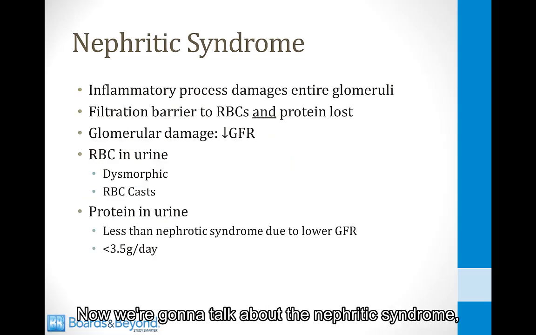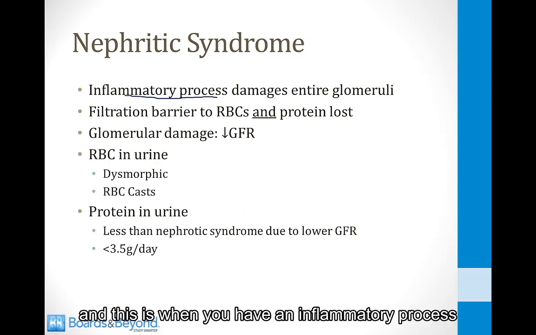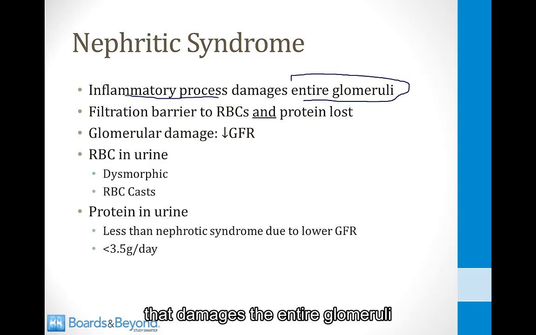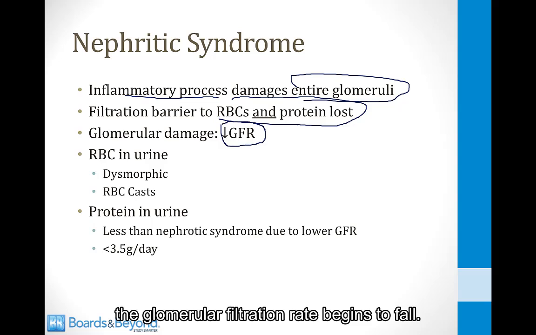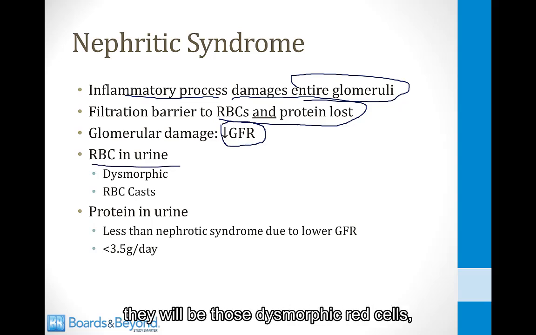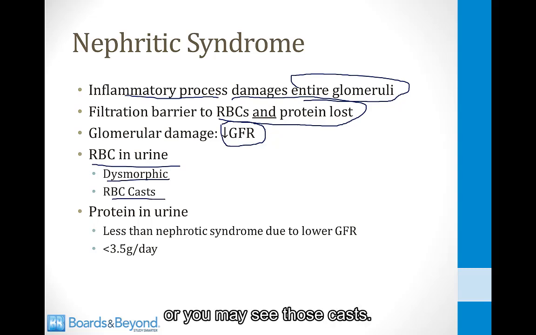Now we're going to talk about the nephritic syndrome. And this is when you have an inflammatory process that damages the entire glomeruli. So the filtration barrier to red blood cells and protein is lost. As a result of the glomerular damage, the glomerular filtration rate begins to fall. These patients will have renal failure. There will be red cells in the urine. They will be those dysmorphic red cells, or you may see those casts.